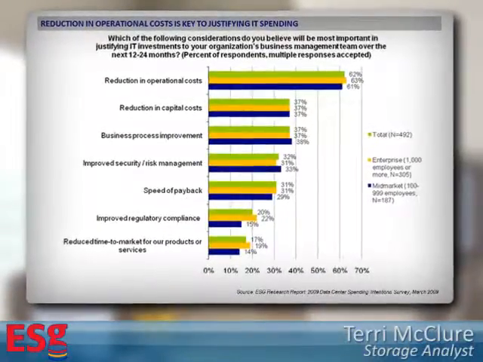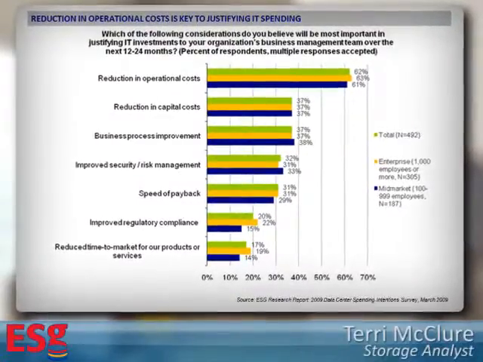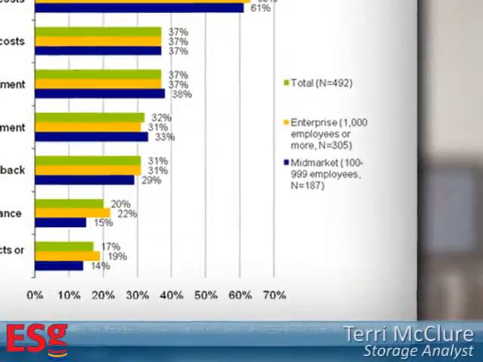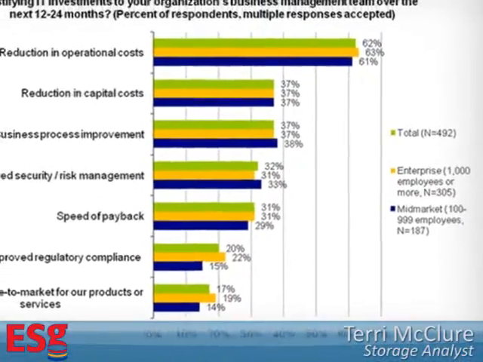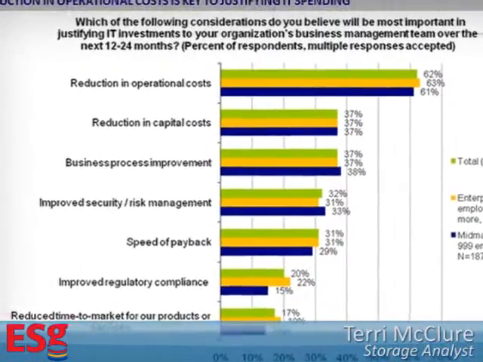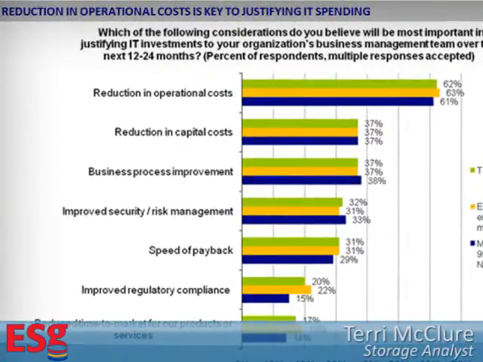In the current economic climate, cost reduction is king. ESG recently conducted an in-depth survey of 492 senior IT professionals concerning their organization's IT spending plans and priorities over the next 12 to 24 months. For both mid-market and enterprise IT professionals, reducing operational costs far outweighed any other criteria in justifying IT purchases over the next 12 to 24 months. The ability to reduce operating costs by shifting to a cloud model is one of the key drivers behind the current buzz around cloud storage.